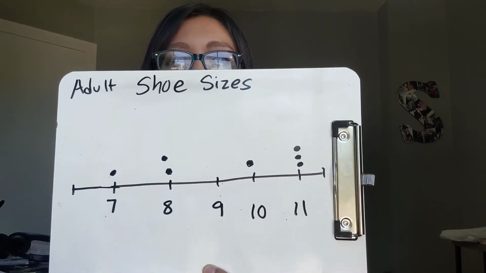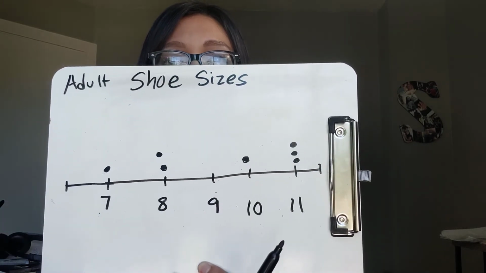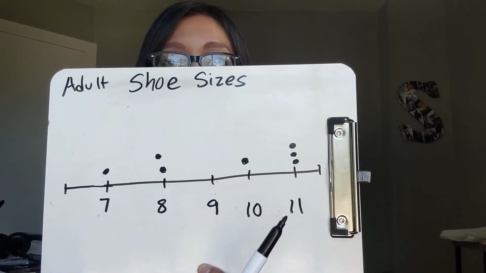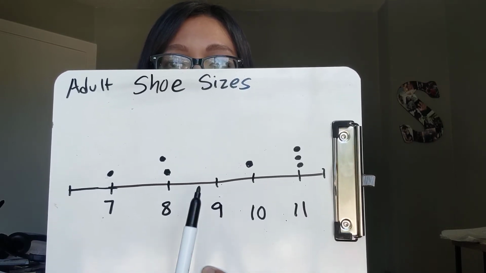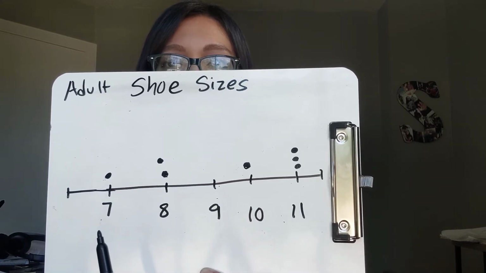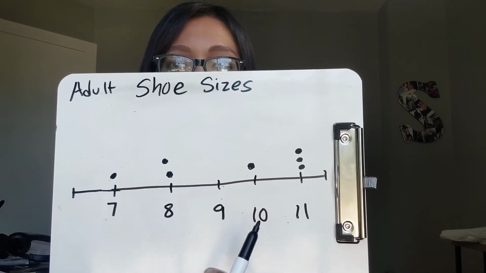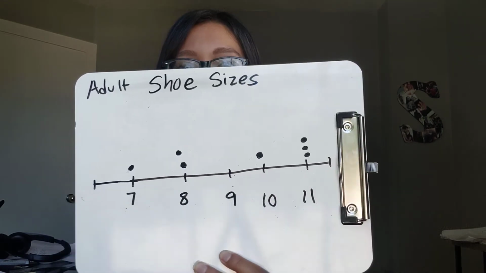So if I asked you some questions, you would be able to look at the dot plot and determine that the greatest amount of people with the shoe size is 11. The least would be 9 because there's 0. And we could say that the shoe sizes of 7 and 10 are equal because they both have 1 person. Okay? So have fun with dot plots.